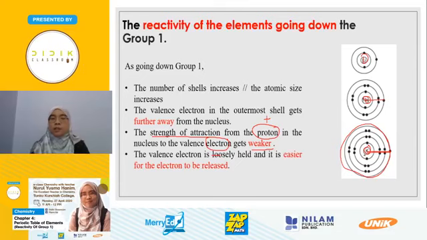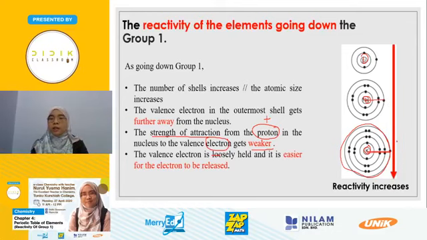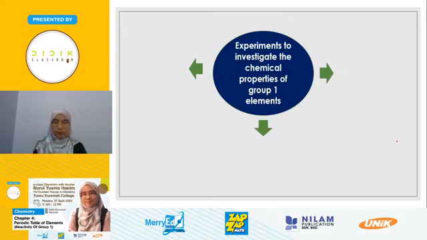And then the electron is loosely held and it's easier for the electron to be released. Okay, so the easier for the electron to be released, therefore the reactivity increases. Or we can say that the reactivity of potassium is higher than sodium and lithium. Okay.